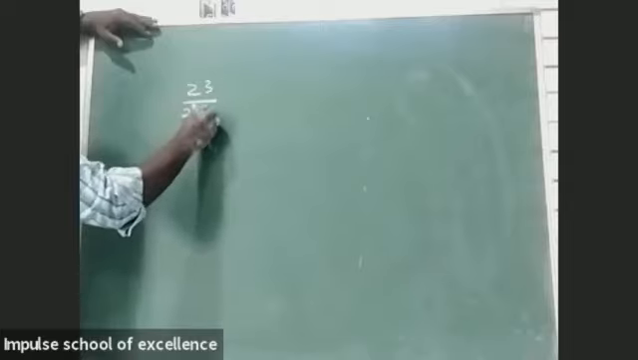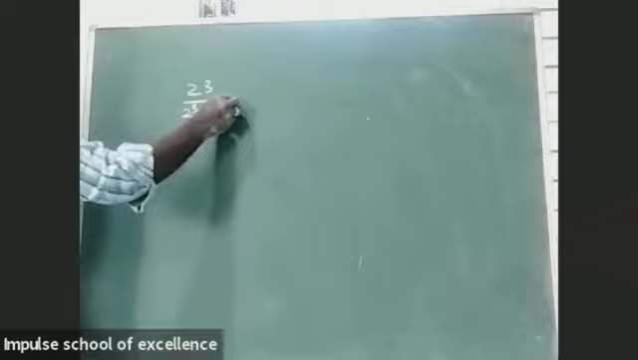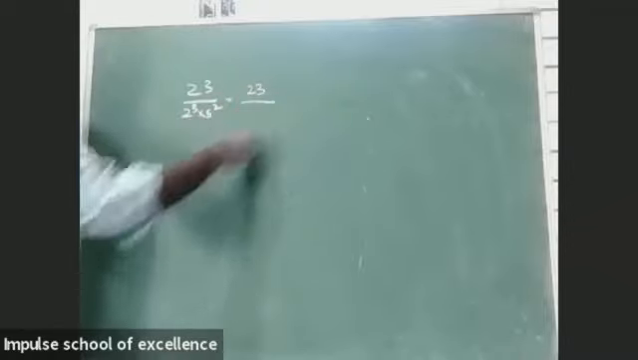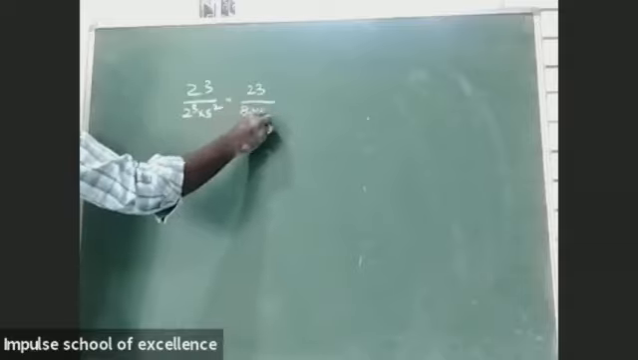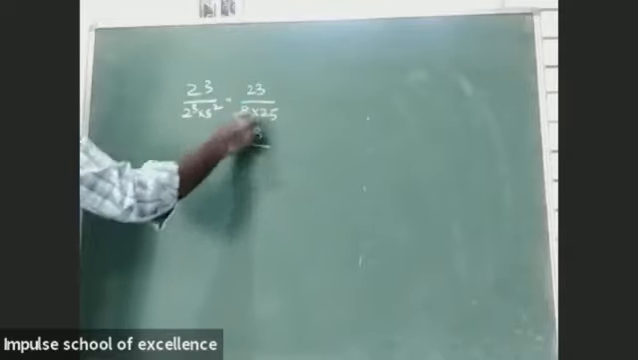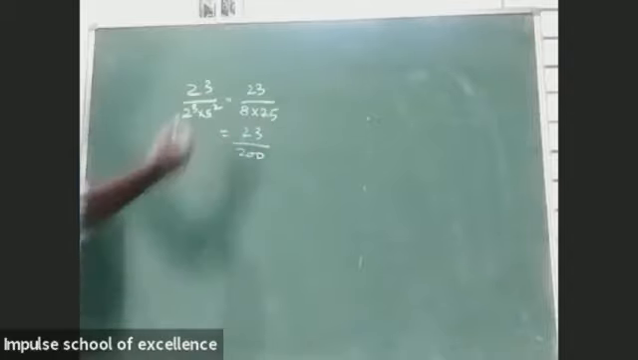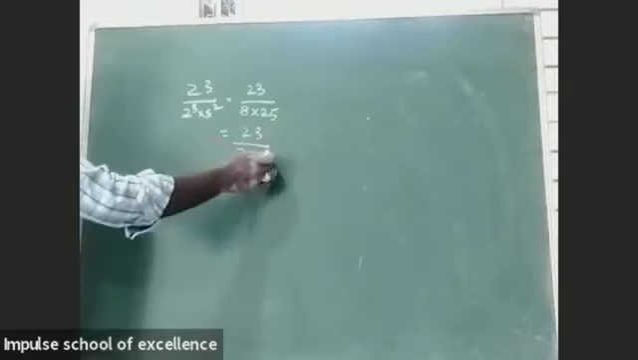23 by 2³ into 5 square, is it right? So first, whatever the values are, you can convert. 2³ is nothing but 8, 5 square is nothing but 25. So you can multiply it. So that is 23 by 200. Now you know how to convert it into decimal form. Otherwise we can multiply by 5 and by 5.